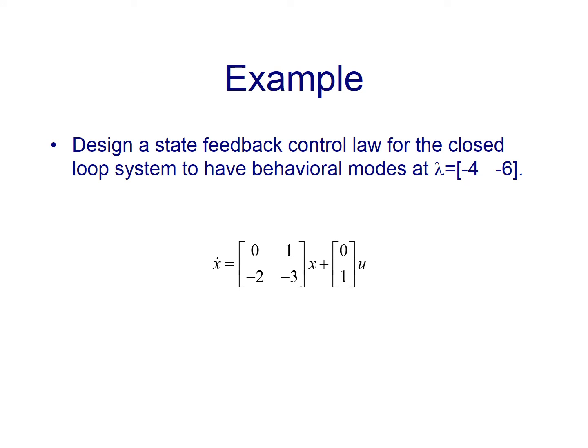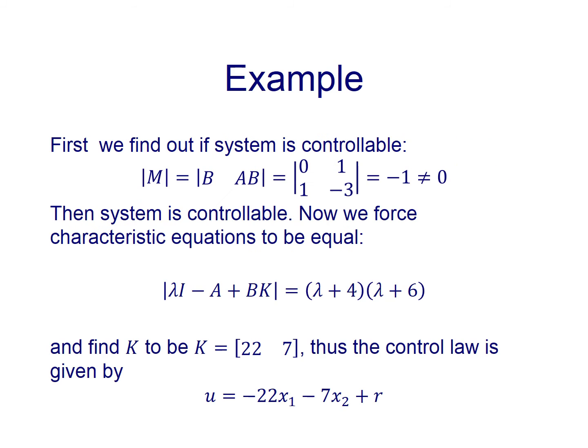Let us do an example. Let's design a feedback control law for the closed loop system to have behavioral modes at these values of lambda. So first of all, what we need to do is to find out if the system is controllable or not, and then to find this last example.